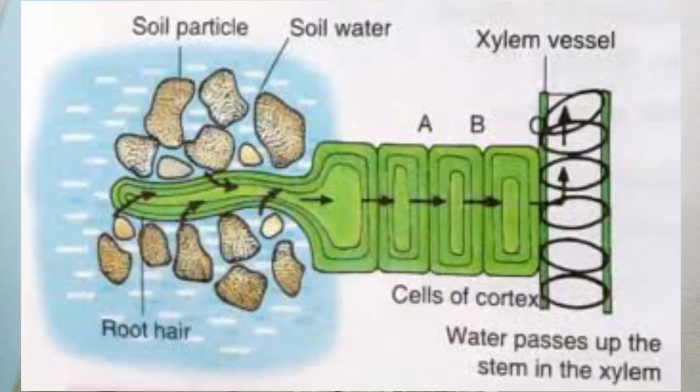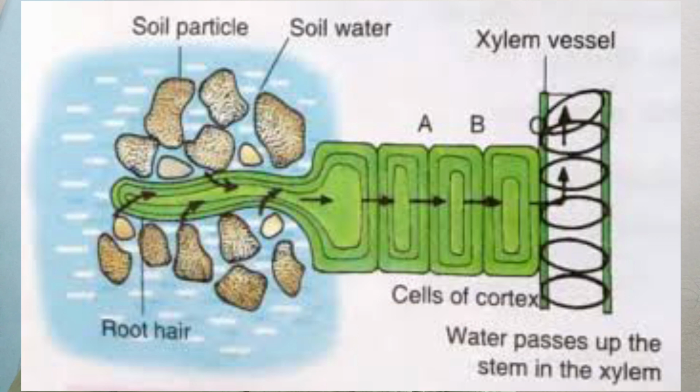So how does it happen? First of all, we should know that root has a special type of hair-like structure known as root hair. So root hair gives the space to collect the water molecules from the soil particles. Now as it collects the water, it moves towards the xylem tissues through the cells.